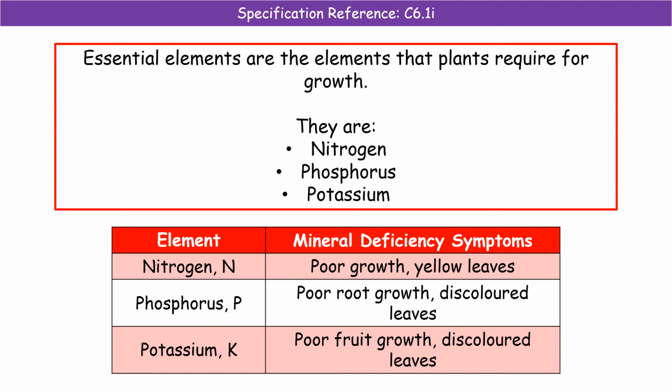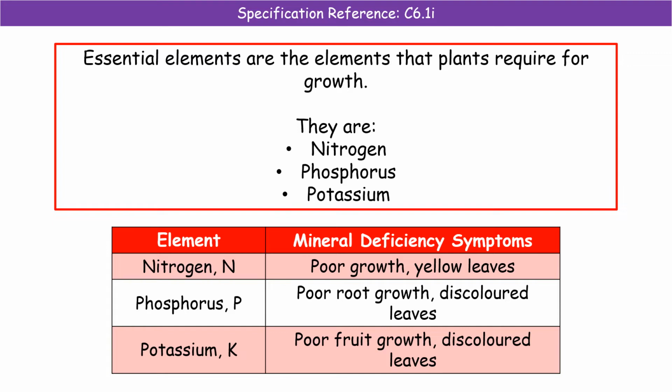So first thing, we need to know what plants actually need to grow. And we refer to these as the essential elements, of which there are three: nitrogen, phosphorus and potassium. So in order to grow, all plants need nitrogen, phosphorus and potassium. If they don't get enough of those, what we will see are certain symptoms in the plant that just tell us what that plant is lacking. We refer to those as the mineral deficiency symptoms.